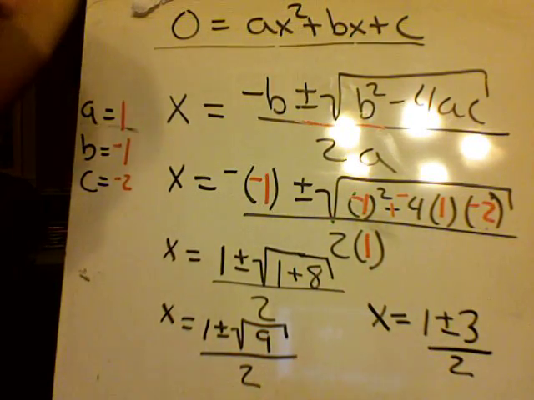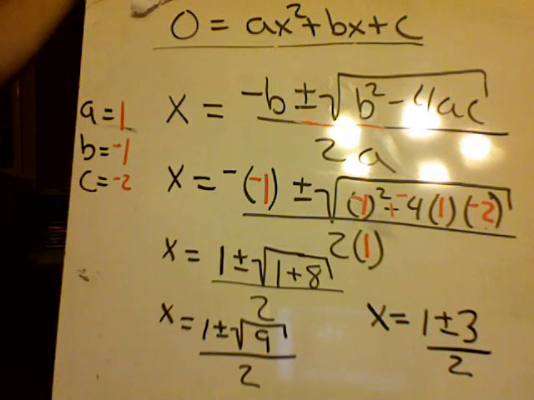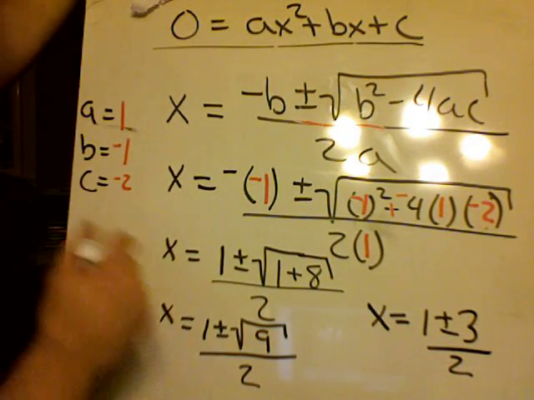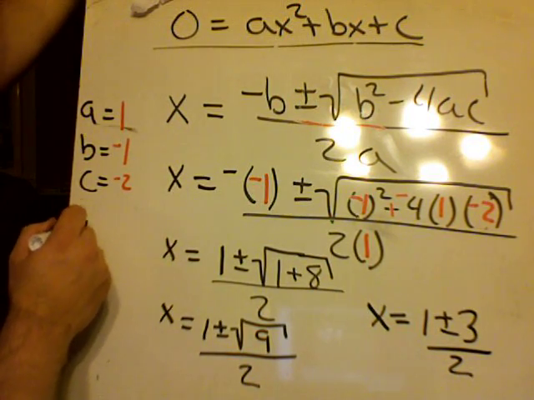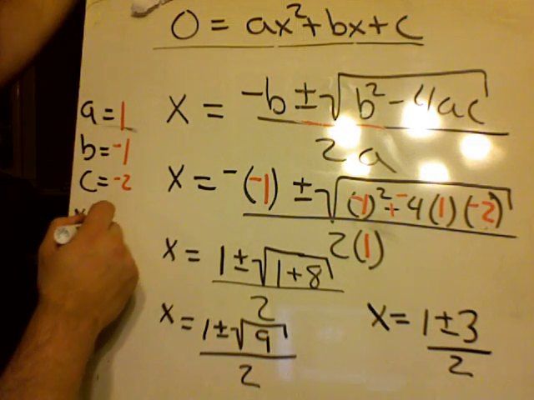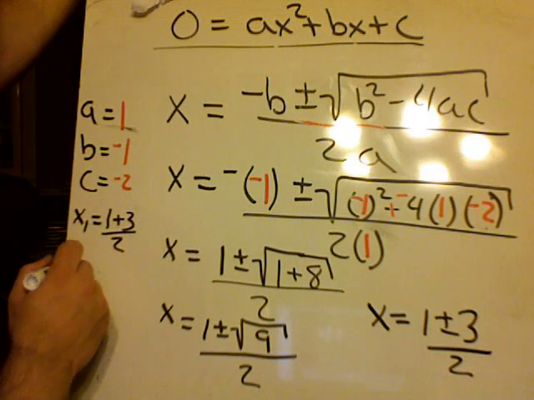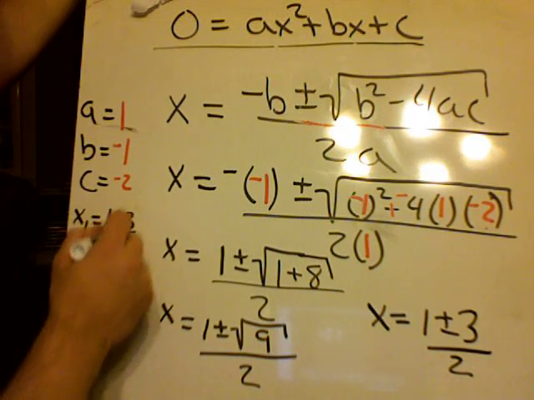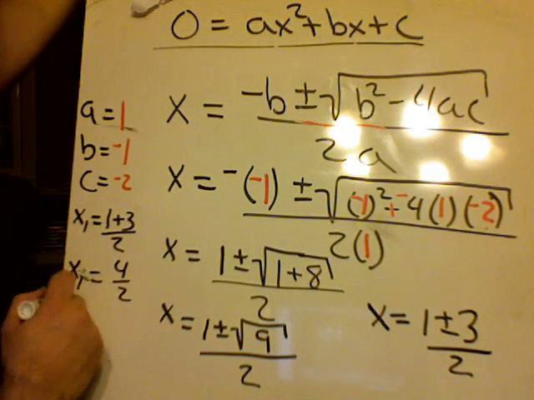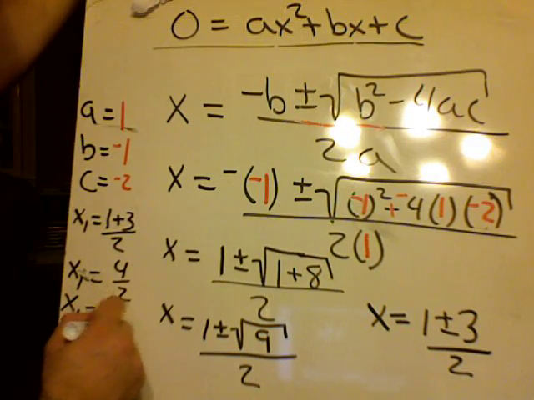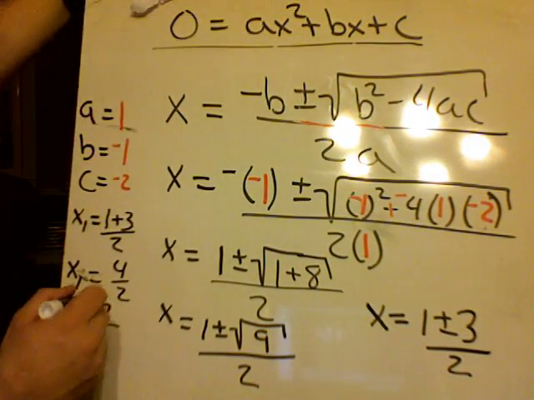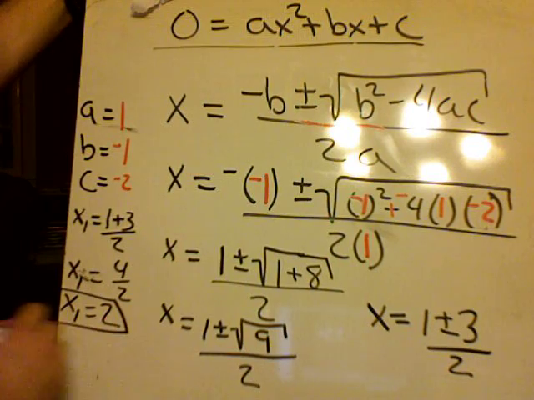I'm getting closer to being done. I'm going to need a little bit more space, so I'll use this over here. So I've got my x1 equals 1 plus 3 over 2. So x1 is 1 plus 3 is 4 over 2. So my x1 is a 2. So that's one possible answer.